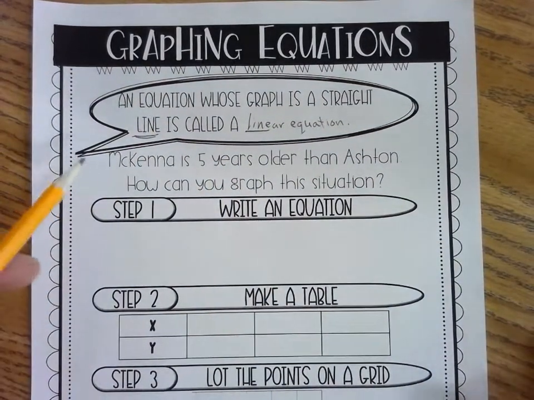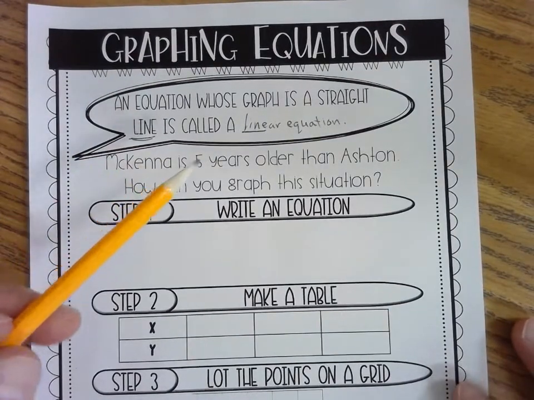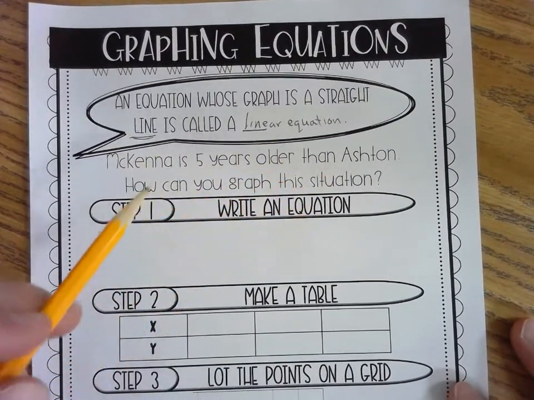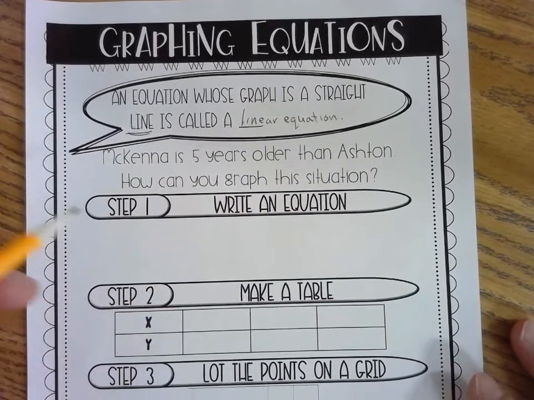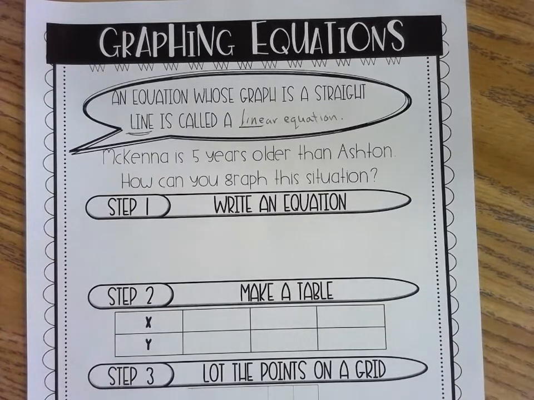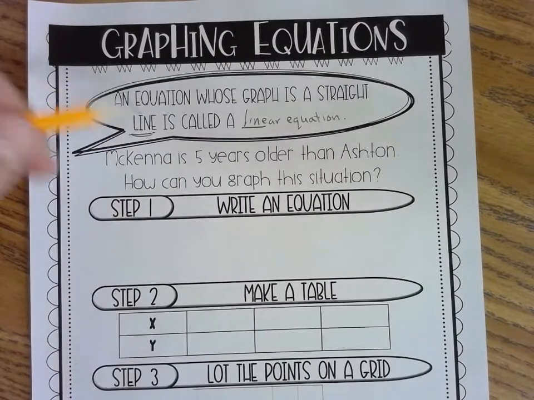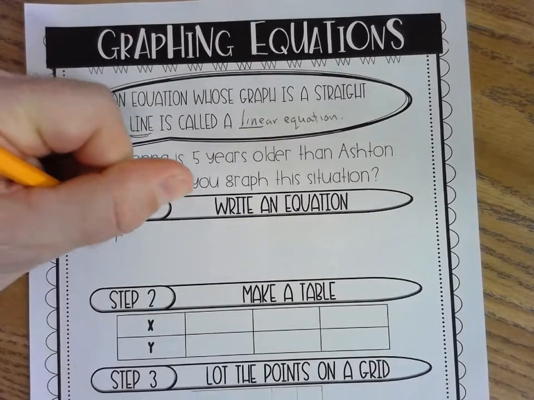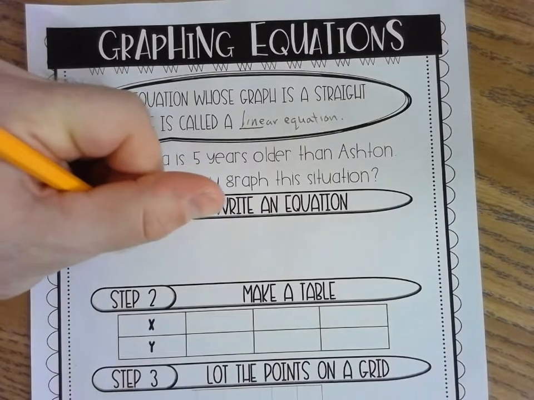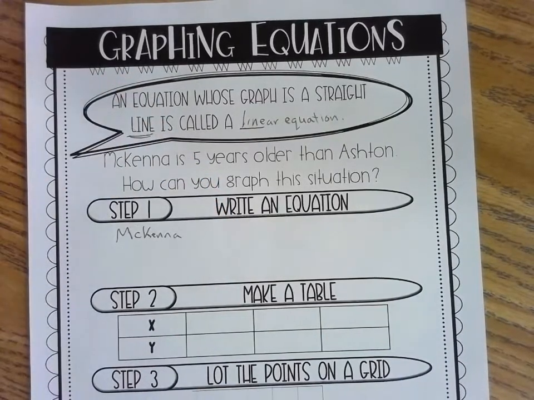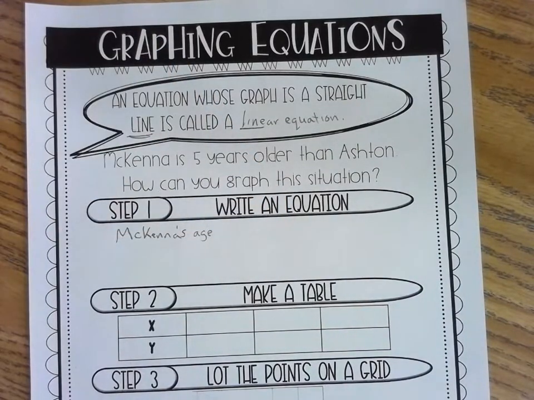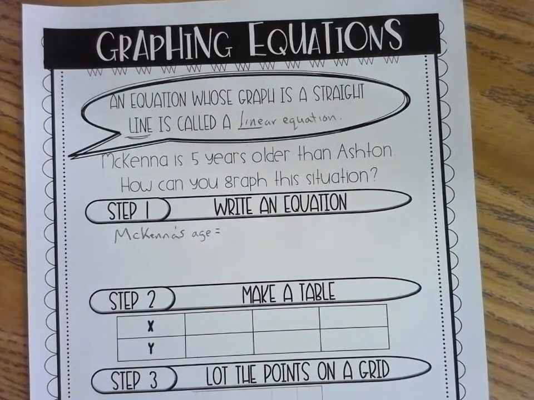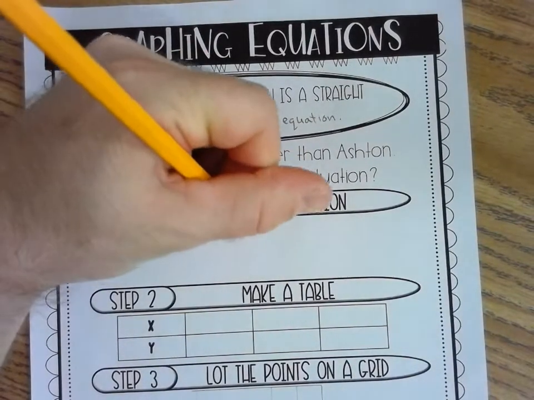So here's an example. McKenna is 5 years older than Ashton. How can you graph this situation? Alright, so first thing you want to try to do is come up with an equation. Basically this is what we have. You have McKenna's age is equal to Ashton's age.